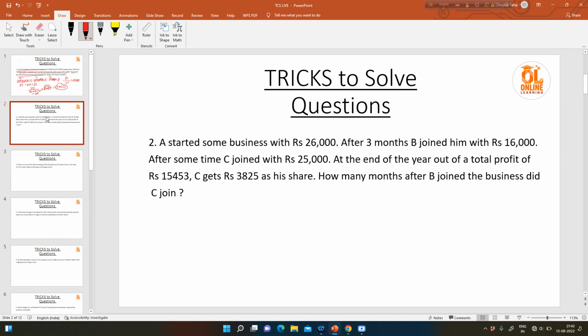It is the same type of question with a slight twist. It is given A started some business with rupees 26,000. After 3 months, B joined him with rupees 16,000. After some time, C joined with rupees 25,000. At the end of the year, out of total profit of rupees 15453, C gets rupees 3825 as his share.